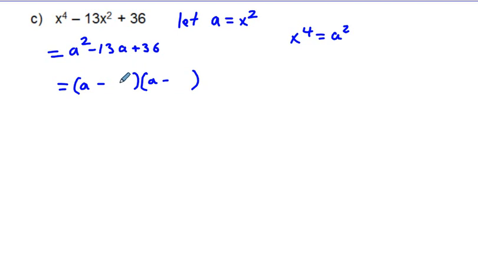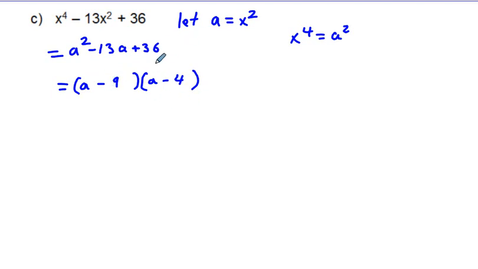What about 12 and 3? Right, 12 and 3. That's not going to work out. 18 and 2. How about 9 and 4? Let's try this. 9 and 4. I think this is going to work out.